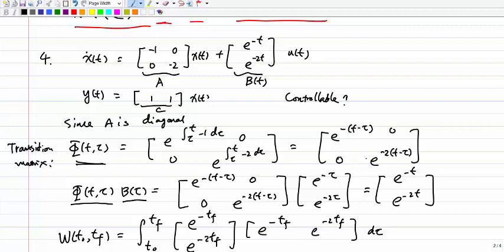Once we have that, when we compute this guy, this is the transition matrix times B(tau). We change the t to tau, so it's e^(-tau), e^(-2tau). Once we compute this one, it is e^(-t) and e^(-2t).